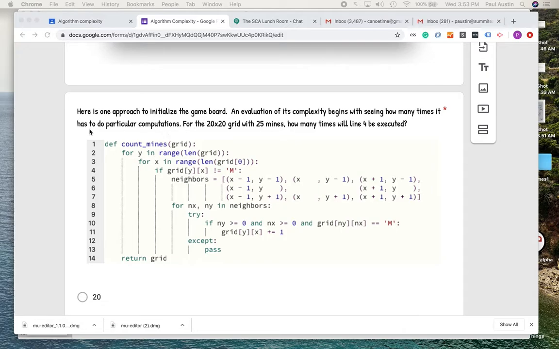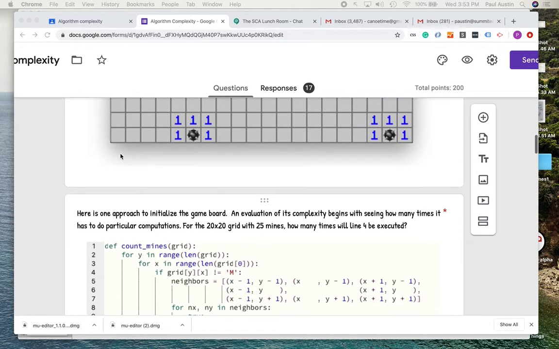How many times does it have to do a particular computation for this grid? The point of this is, when we're looking at algorithms and measuring their efficiency and their accuracy, one of the things is just to understand how it works. So here, if I'm looking at a square, for example, this one right here, suppose I'm in this guy right here, like that mine. I'm trying to figure out, well, how many mines are around it? And so I figure out the ones and the twos. So, all right.